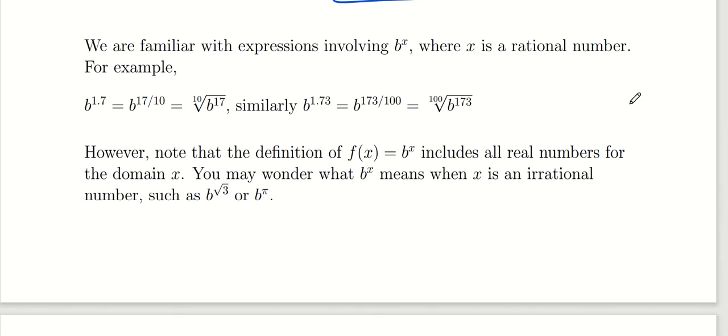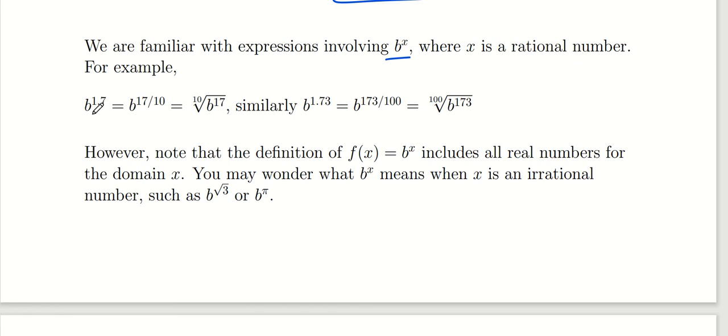One of the things we're going to now discuss is going to be the domain of these types of exponential functions. We are familiar with expressions of the form b to the x, where x is a rational number. Like, for example, we know how to take and raise things to positive integer powers. We know that negative exponents mean reciprocals. And in other classes, we've studied what it means to have a fractional exponent. A fractional exponent or a rational number exponent is a combination of a power along with a root.